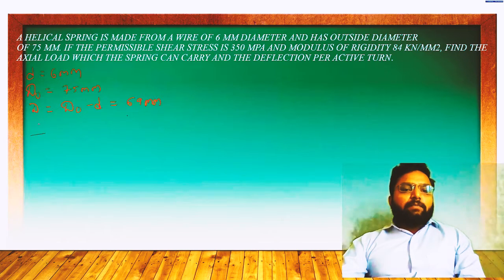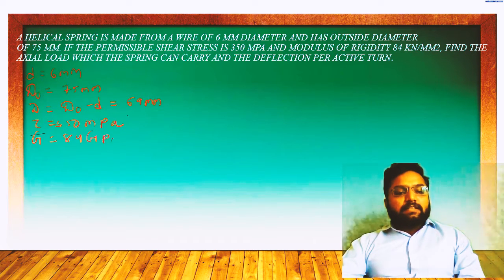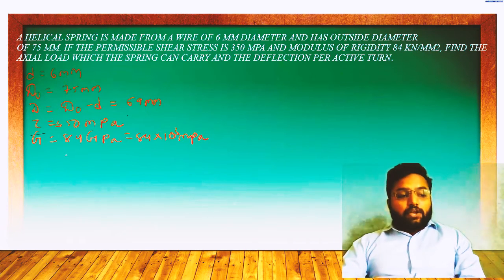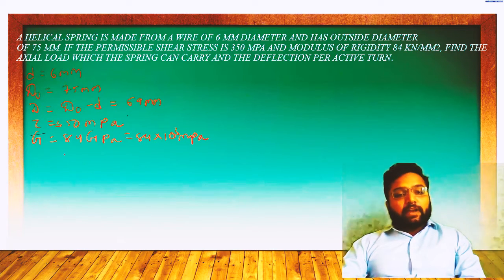Here, the permissible shear stress, which in our case is tau, is 350 megapascal, and the modulus of rigidity, capital G, is 84 gigapascal, GPa, which is also 84 into 10 raised to 3 megapascal. Find the axial load which the spring can carry and the deflection per active turn. So there are two things we have to find: axial load as well as deflection per active turn.